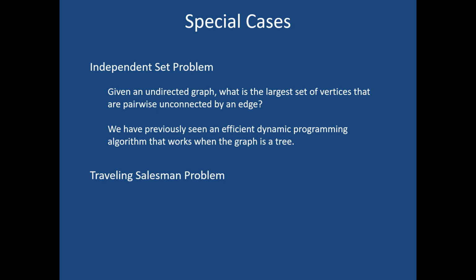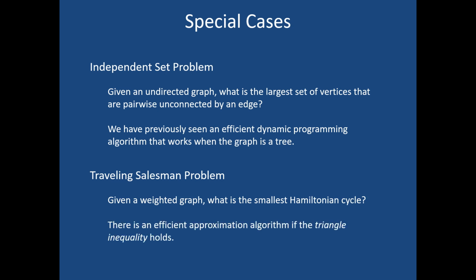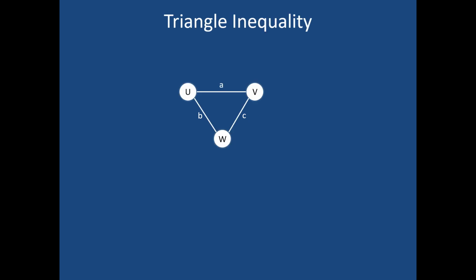Traveling salesman problem. Given a weighted graph, what is the smallest Hamiltonian cycle? That's the problem. There is an efficient approximation algorithm if the triangle inequality holds on the graph. So we're going to look at that. This is the triangle inequality. It just says you find any three vertices that are hooked up that way in the graph, and it better be the case that A is less than or equal to B plus C.